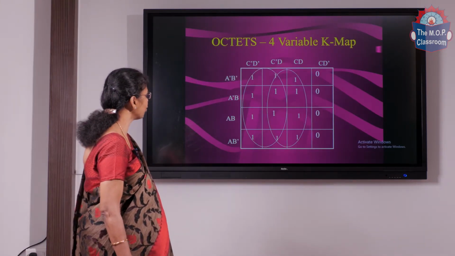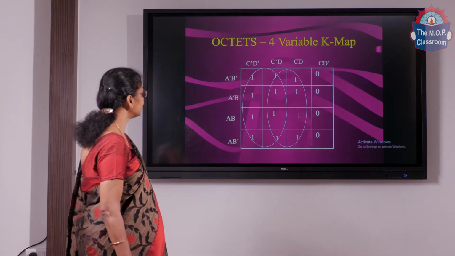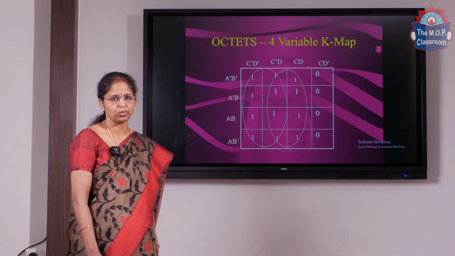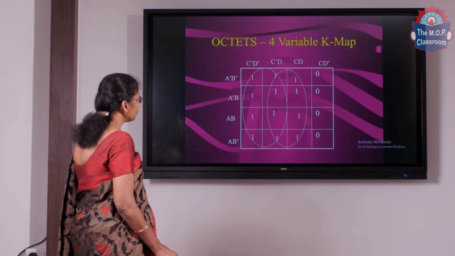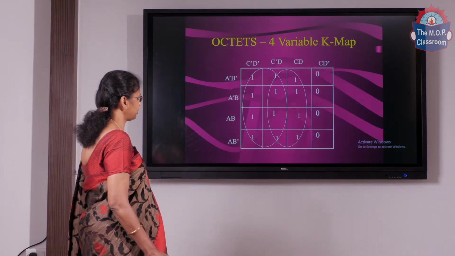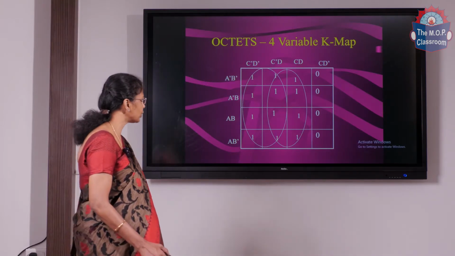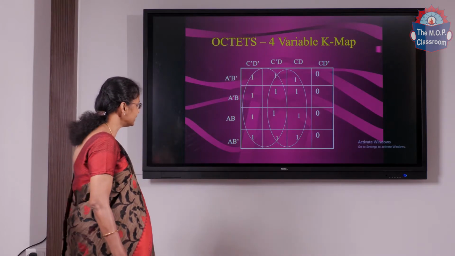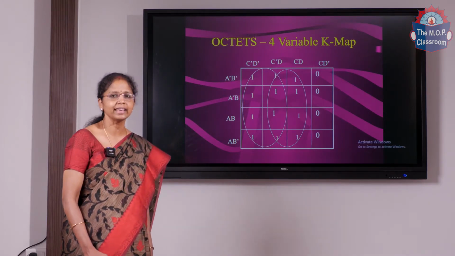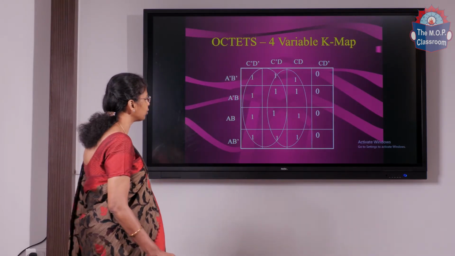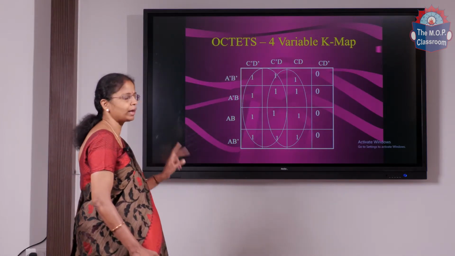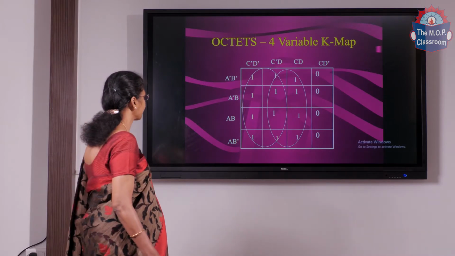Next, we will see a 4 variable K-map. So, here I have ones in 3 columns. So, the ones in the first 2 columns are going to be grouped as an octet. Similarly, the ones in the second and third column are going to be grouped as another octet. Here again we have 2 overlapping octets.